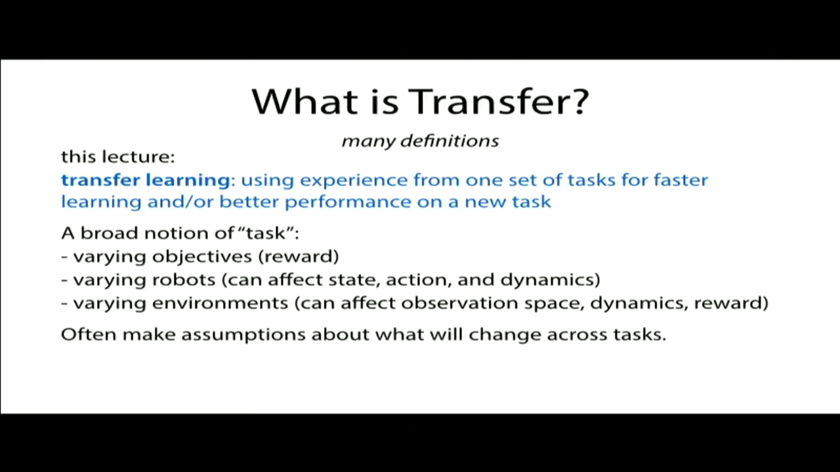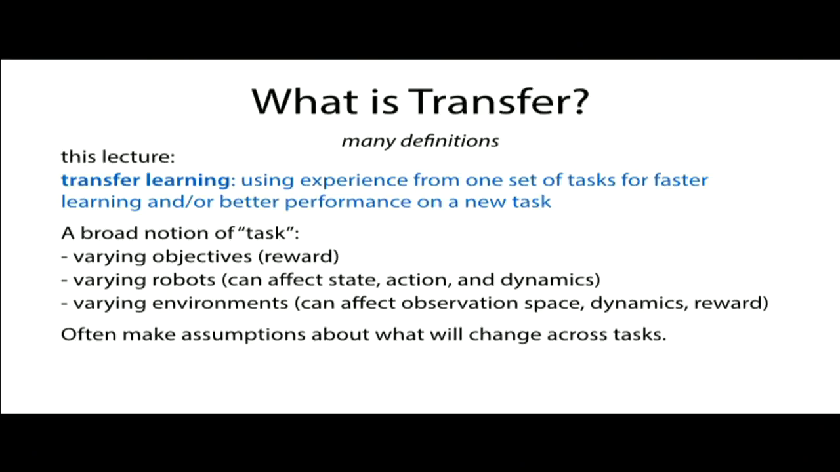And usually when you try to approach transfer learning, you make some assumptions about what will change across tasks to make the problem a little bit more constrained. We don't want to just say we're going to transfer from some arbitrary MDP to another arbitrary MDP, because that can be quite difficult, and if it's completely unconstrained, then you can't really make any assumptions about the structure of those MDPs and the structure that you can transfer from one task to another.